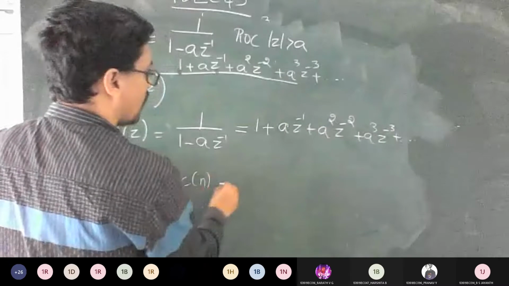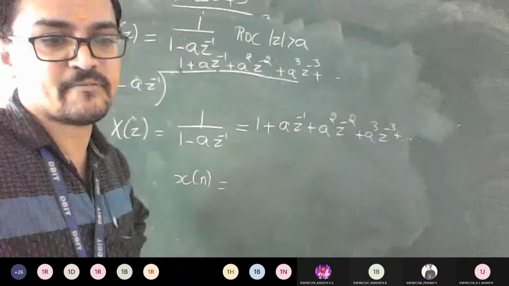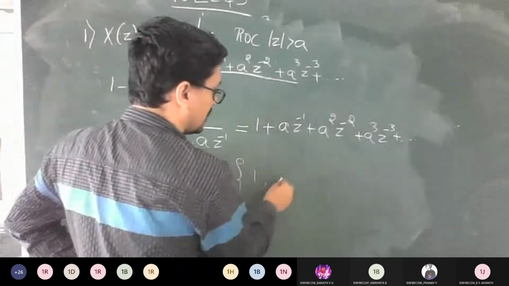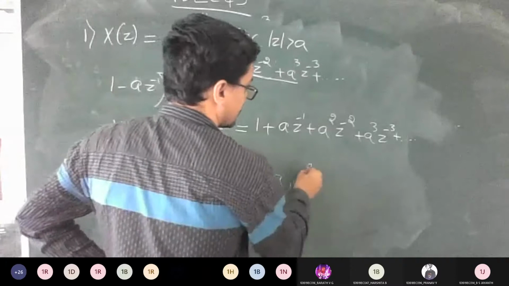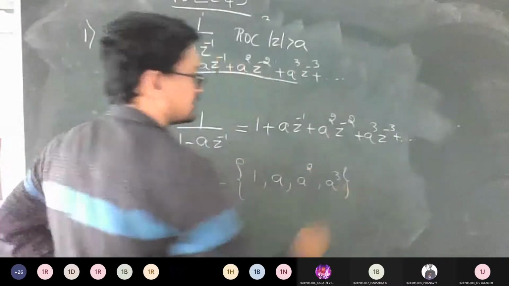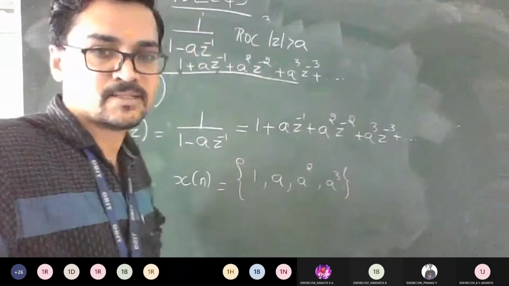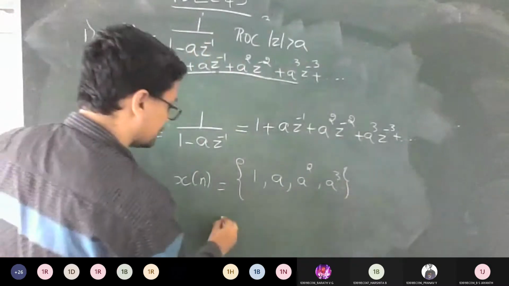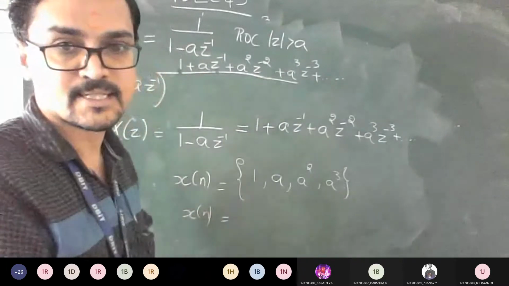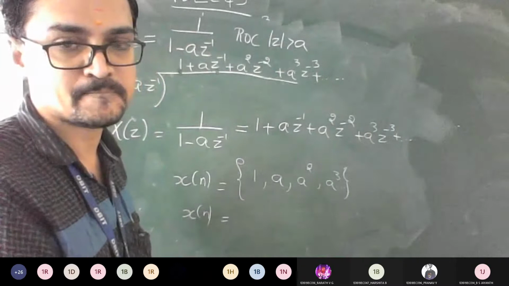I hope you remember we did the z transform for some x of n. What is x of n? You can take it as a sequence 1, a, a square, a cube, and so on. Correct? So what is the answer for this x of n? Is it a power n into u of n?